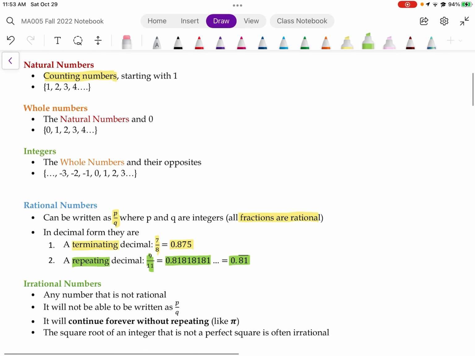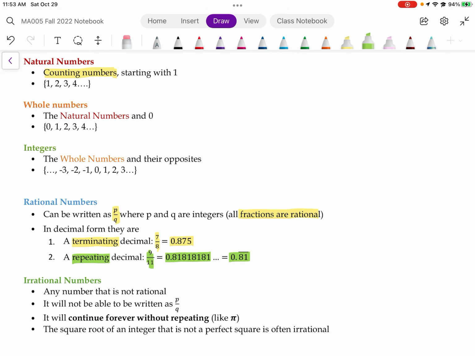So what is an irrational number then? It's any number that's not rational. It's not able to be written as p over q. It will continue forever without repeating, like pi. Another special number like that is e. The number e, it's on your calculator. But it's a number we use in all sorts of math.